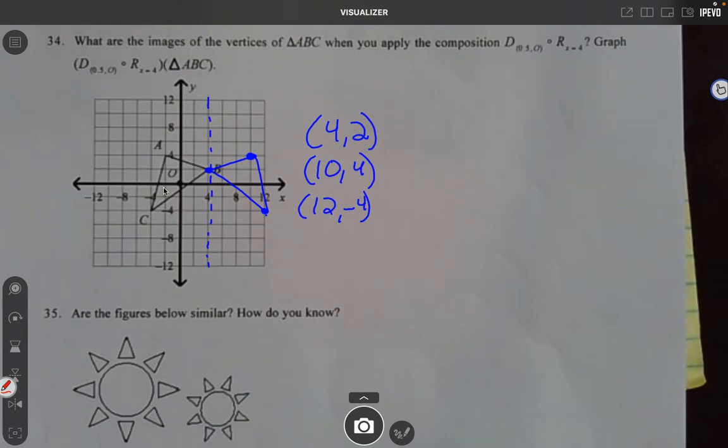Is everybody, we're good? So if I do that, I'll do it in green. What's half of both of those numbers? 2, 2, 1. What's half of those? 5, 2, 5, 2, and what's half of those? 6, negative 2. There you go. And then we can draw our new figure. So over 2, up 1.